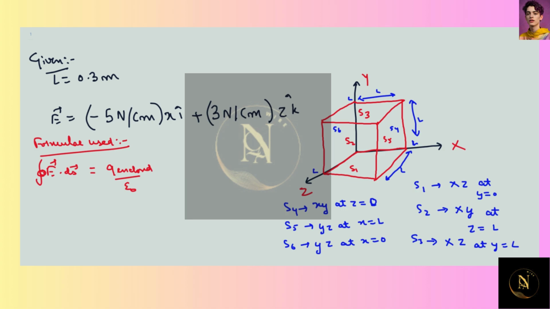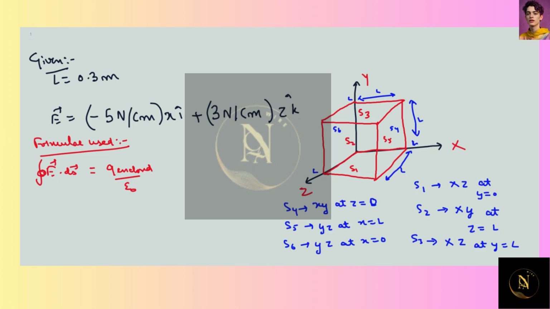We need to find the flux through each of the surfaces S1, S2, S3, S4, S5 and S6, and then we will use Gauss's law to find the charge Q inside that generates this electric field. I have written down some information about these surfaces here. S1 is a surface parallel to the xz plane at y equals 0. Similarly, S2 is the surface parallel to the xy plane at z equals L.